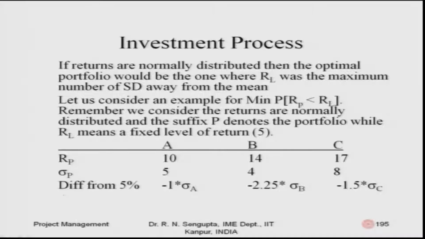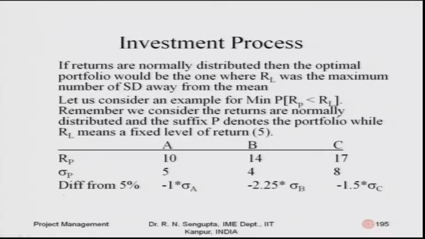We try to minimize the probability that RP, the portfolio for the project, is less than or equal to some RL value. Remember that we consider the returns to be normally distributed, that means we are considering the constant of the utility function being quadratic, and the suffix p, as I mentioned, denotes the portfolio, while RL means the fixed return depending on the scenario. So, in our case, consider it is 5. For instance, A, B, C are the instances of different examples.